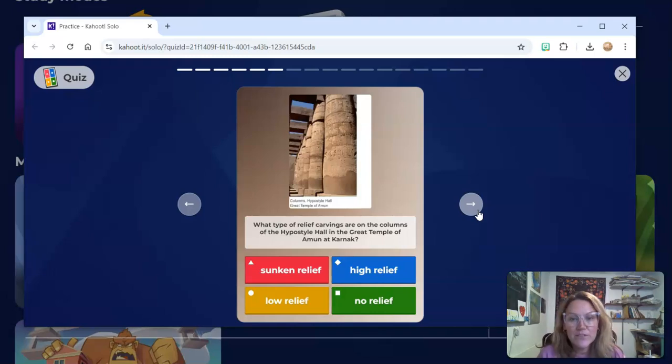What type of relief carvings are on the columns of the Hypostyle Hall in the Great Temple of Amun at Karnak? Sunken relief is a type of relief sculpture that is on the columns of the Hypostyle Hall in the Great Temple of Amun at Karnak.